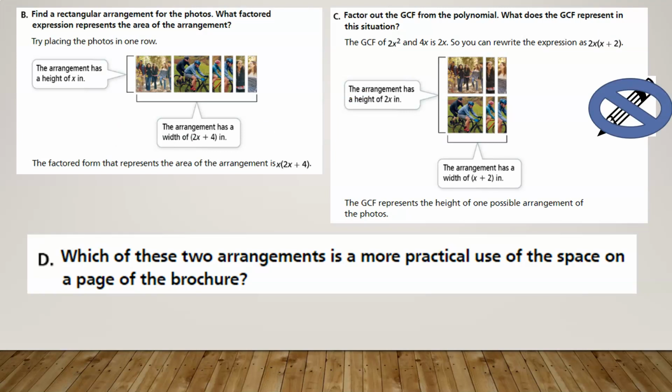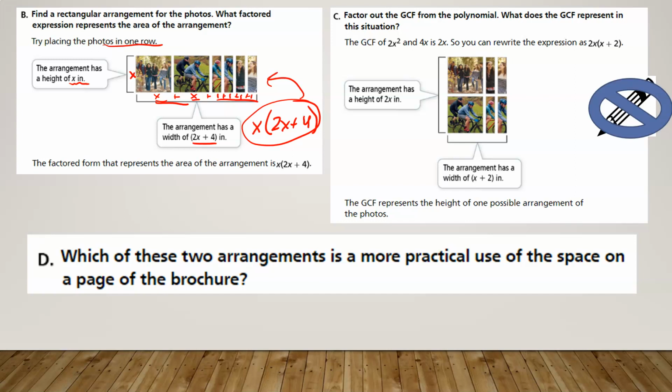So part B here says, find a rectangular arrangement for the photos. What factored expression represents the area of the arrangement? Okay, so first they started by placing all the photos in one row. But they want me to write the factored arrangement. So they're saying this is length x, and then this one, remember, is an x plus 1 plus 1 plus 1 plus 1. So this side is 2x plus 4. So if I wrote the area of this in factored form, I have length, which is x, times width, which is 2x plus 4. Okay, so this is a factored form of the area.